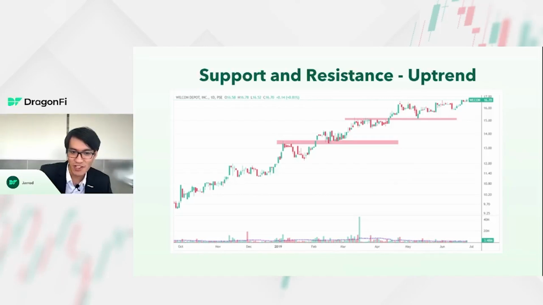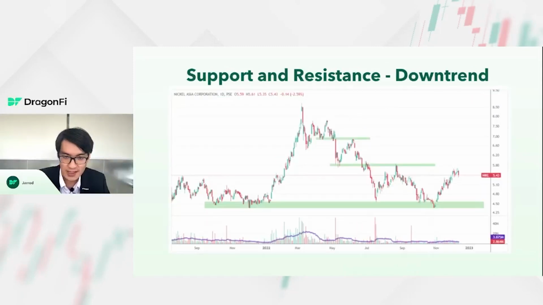So here you can see it's a Wilcon, right? In this example, after mag-breakout, once bumalik sa presyo, support. Breakout, once bumalik, support. So that's really how it works. Next. So next we have flip naman.